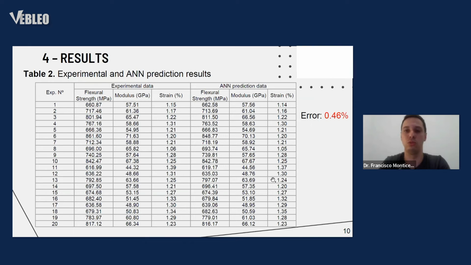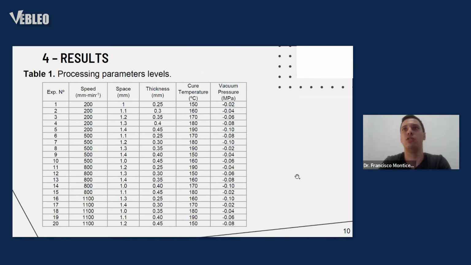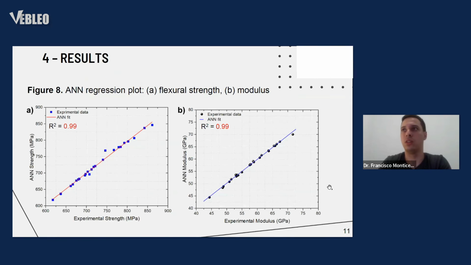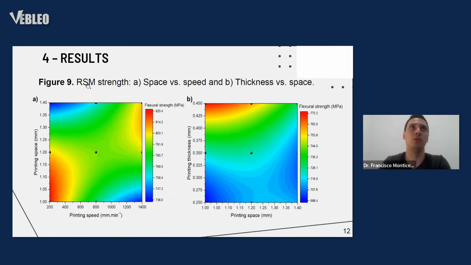However, to achieve the best mechanical behavior, we have to try a lot of combinations. For that, we perform the response surface methodology, in which we combine two different parameter levels to reach the best mechanical behavior. So here we have the space and the speed, and here we have the thickness versus the space.